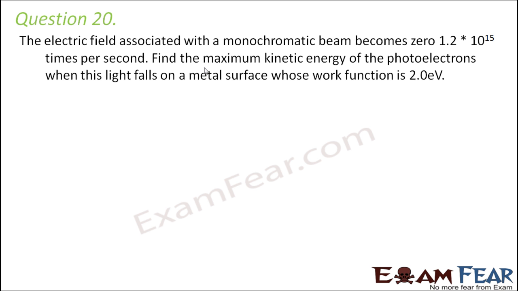Now we know that we have to find out maximum kinetic energy, and as per the photoelectric equation, K max is equal to E minus phi. Phi is the work function which is given as 2 electron volts, and how do we calculate energy of the incident radiation? H nu. So for H nu we need the value of the frequency. Now in this problem, the frequency is not given directly, so we need to calculate frequency.